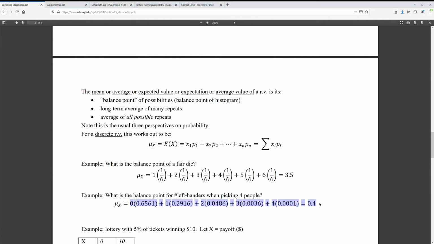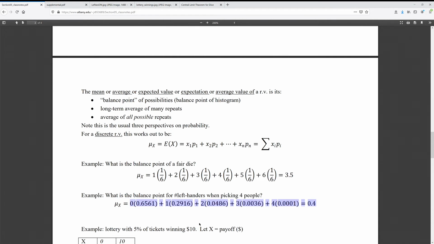Pick 4 people, count the left-handers. And on and on and on, and stop eventually. And what do you get? 0, 0, 1, 4, 0, 0, 3, 0, 2, 1, 2, 0, 1, 0, 0, 1, 2, 0, 0, 0.